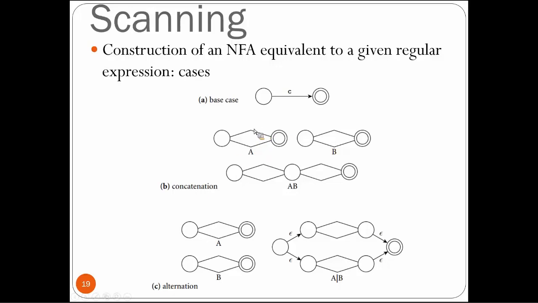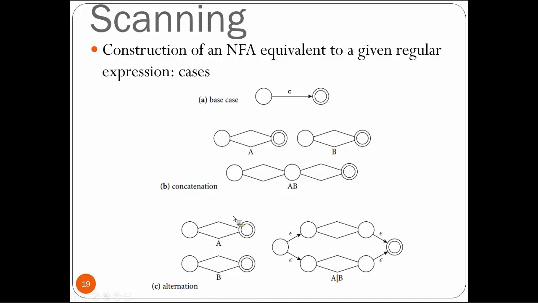Let's assume that we already built a non-deterministic finite automata for the regular expression A. We already have a non-deterministic finite automata for the regular expression B. If we want to identify AB, the concatenation of A followed by B, then we can just unite the two automatas, and use the final state for A to start the automata for B. So it will be basically A followed by B.